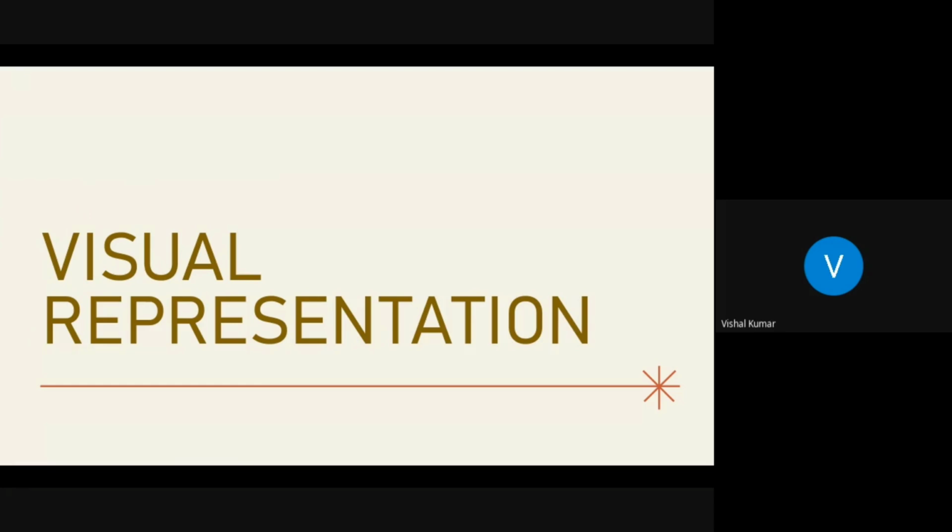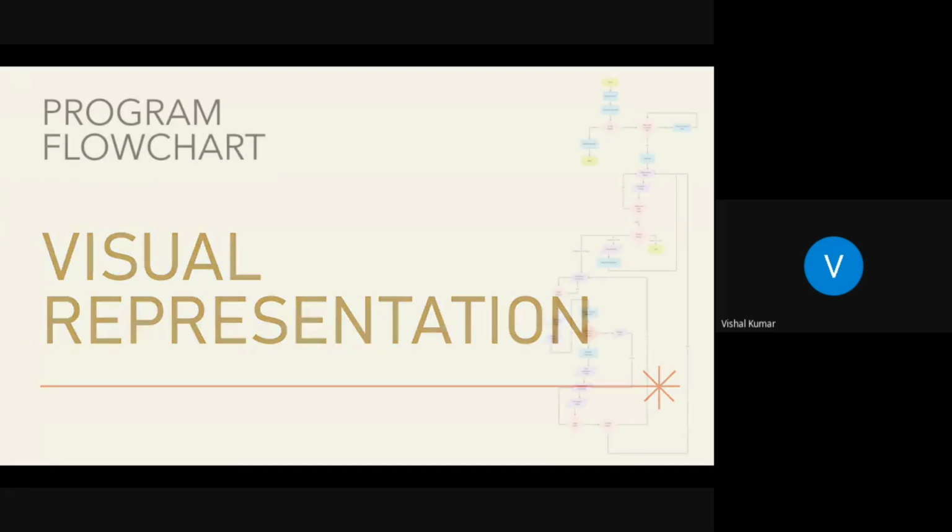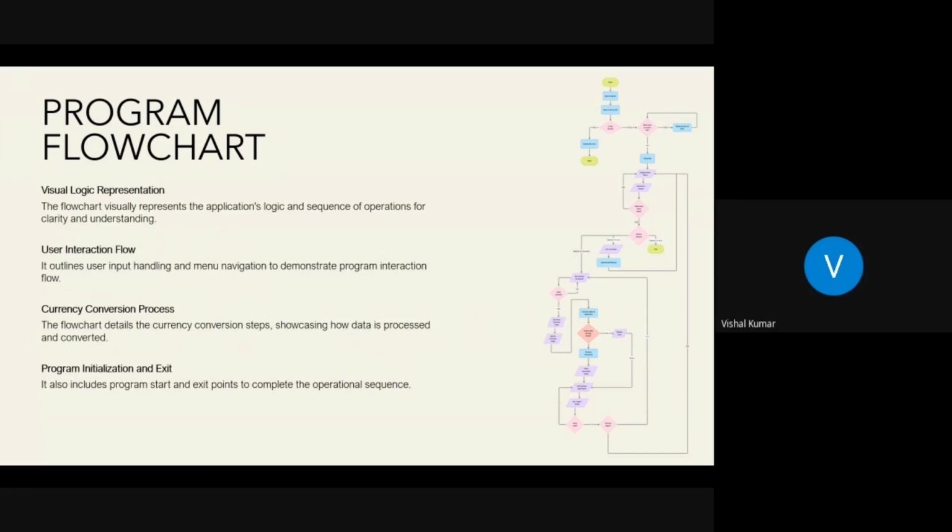So we have just completed a detailed line by line analysis of our C code. Now let's take a step back and look at the project's logic from a high level perspective using a flowchart. Here you can see a program flowchart of our currency converter. On this slide, we can see the complete logical flow of the program.